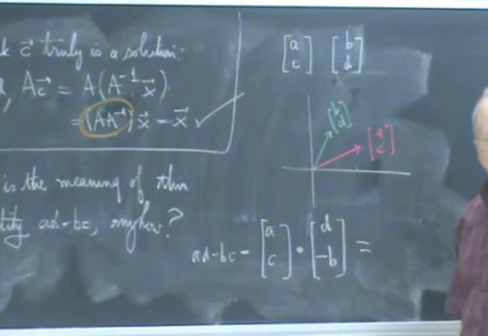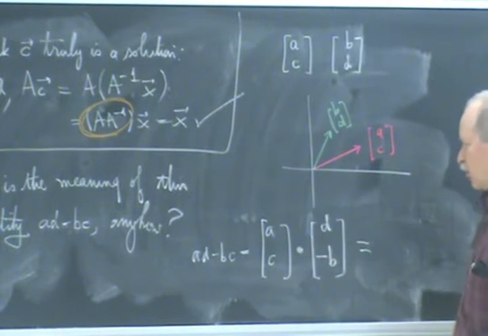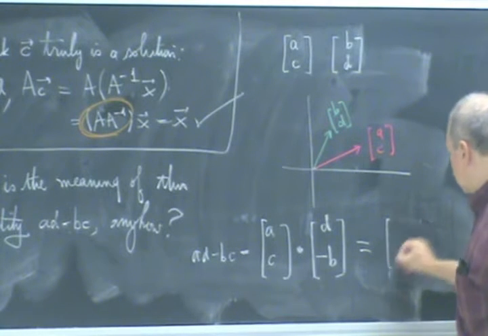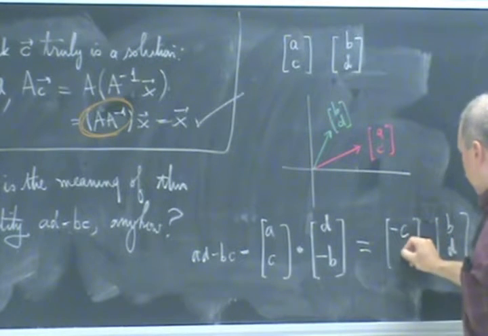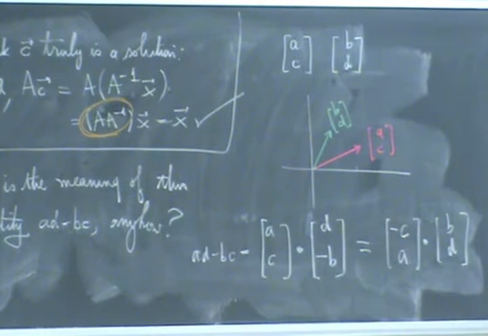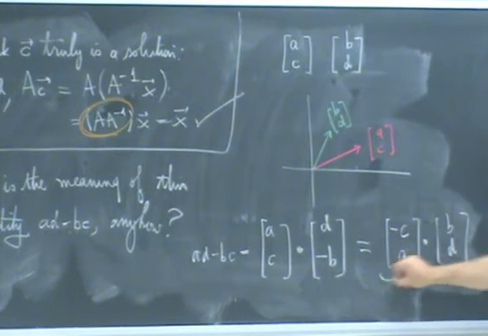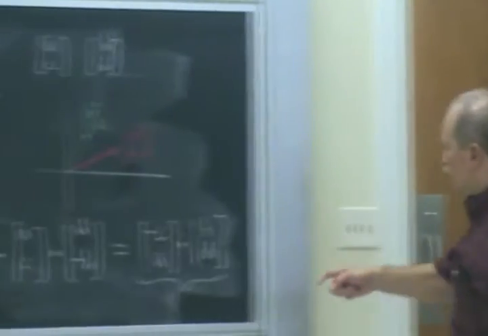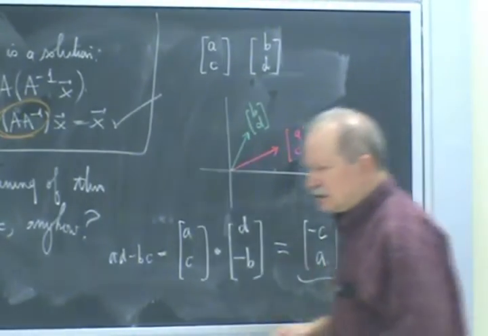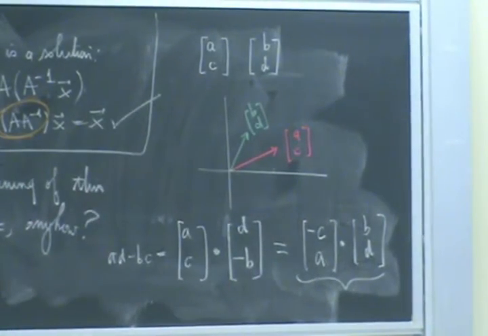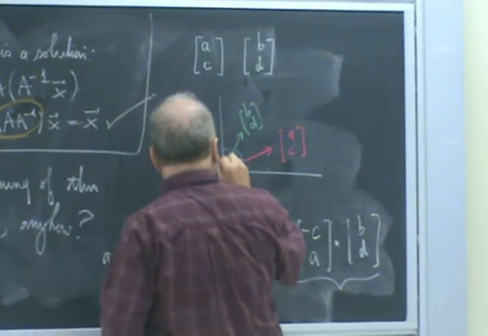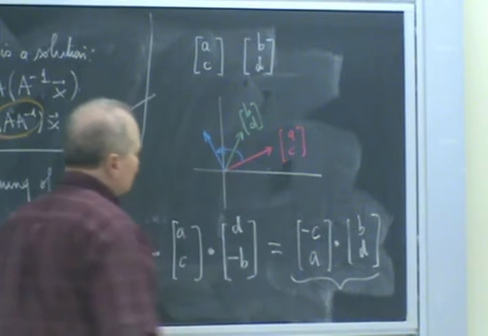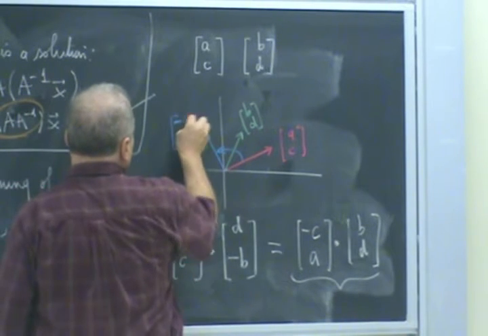Or I could put the minus sign on the other one. I could instead do BD here and say we want minus C there and A there. I'm going to go with this one just because you'll see why. But what's the meaning of the vector negative CA? You've rotated it 90 degrees counterclockwise. You rotate this vector 90 degrees counterclockwise, and you get the vector negative CA.